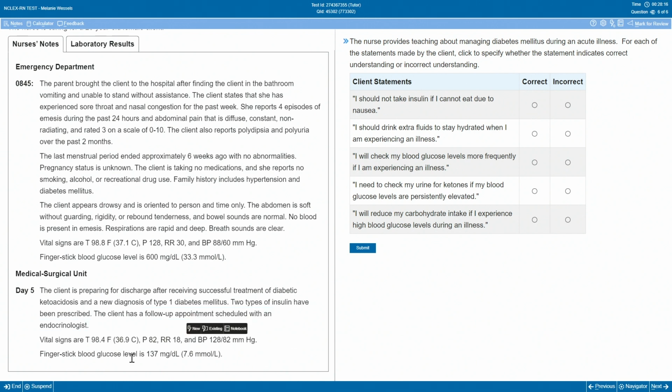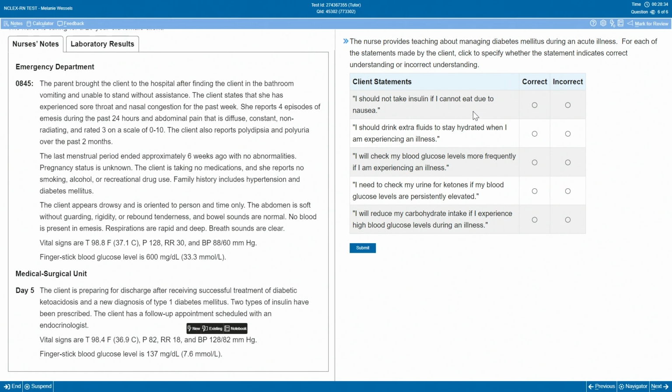And then her finger stick blood glucose looks great, so she is all set to go for discharge. So we just want to make sure all that teaching, which again is very nursing-centric, that we gave her is appropriate. So here we'll go ahead and evaluate whether or not the statements that she is making about the teaching she learned are correct or incorrect.